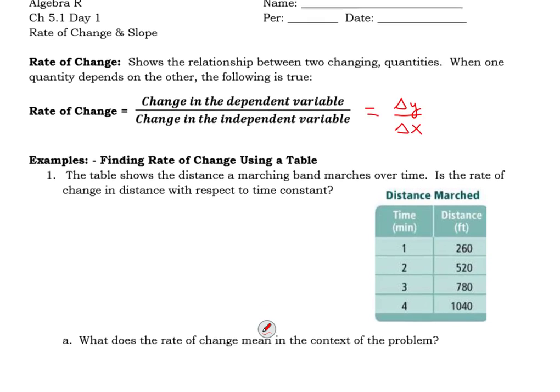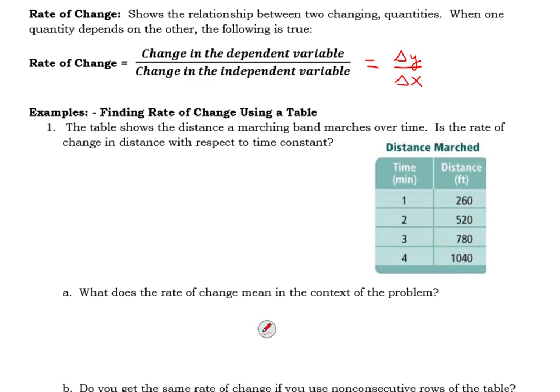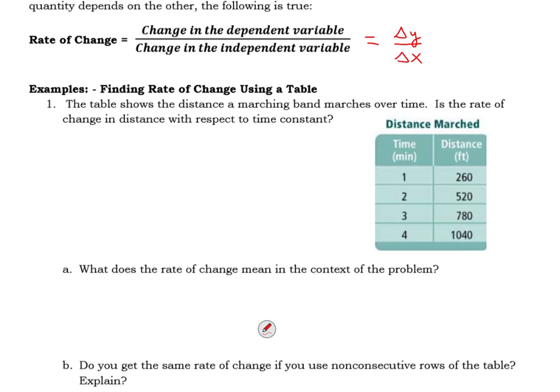So what we're going to do today is look at rate of change three ways. We're going to look at using a table, using a graph, and using a set of ordered pairs. So we're going to start off finding a rate of change using a table. The table below shows the distance a marching band travels over time. Is the rate of change in distance with respect to time constant? So we're going to look at the rate of change, or the change in y over the change in x, to get our rate of change.